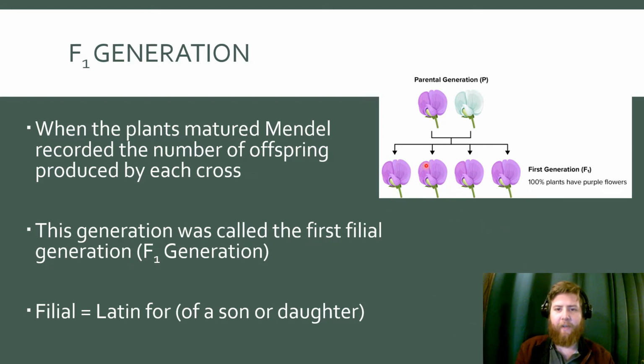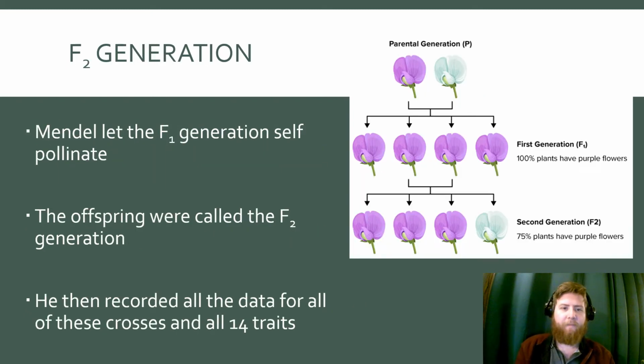So then what he did is he took 2 of these, and he's going to breed them together. He's going to take 2 of these F1s and breed them together and see what the offspring look like. And what he got was the F2 generation down here, the second filial generation. And he then recorded the data for all these crosses and all 14 traits. But you can see here there's this really cool 3-to-1 ratio that we're going to talk about in the next slide, because this white trait's now back. It skipped a generation and came back. And if you hear people say, oh, it skips a generation, they're talking about this type of trait.